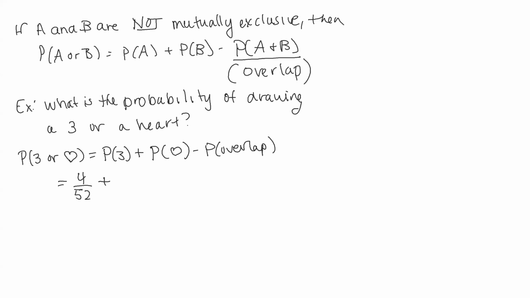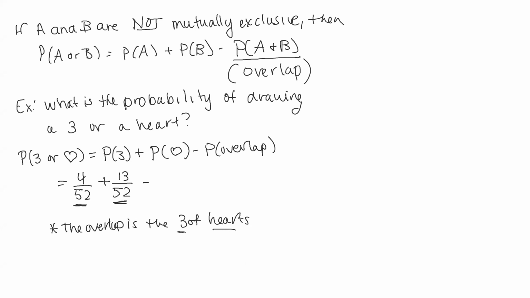And then when it comes to hearts, there are 13 hearts. Remember, there are 4 suits in a deck. Each suit has 13 cards, so there are 13 hearts. But we have to subtract the overlap. In this case, the overlap is the 3 of hearts. Let me write that out in words. So this 3 is being counted here with the 3s, and it's being counted here with the hearts. You can't count it twice.